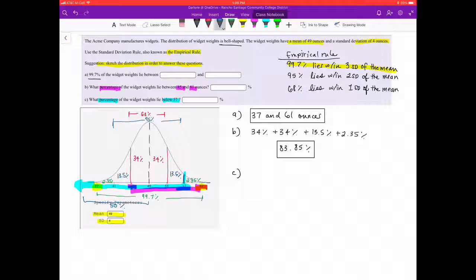So I could just take the total lower half of the bell curve, which is 50%, and add it to every percent from 49 to 57, which would be 34% plus 13.5%. Adding those all up, we get 97.5%.